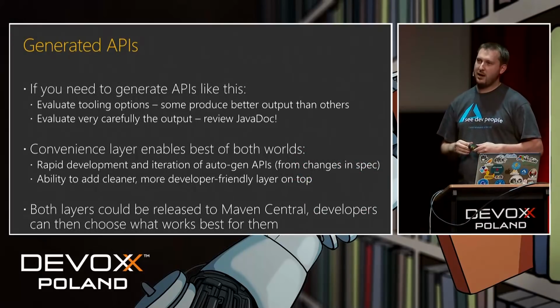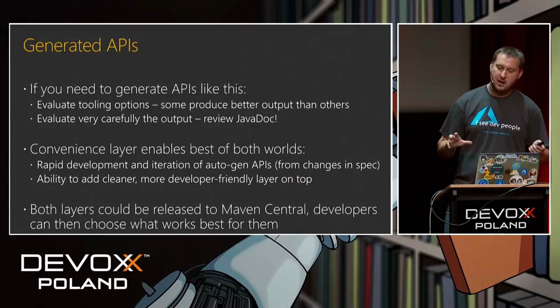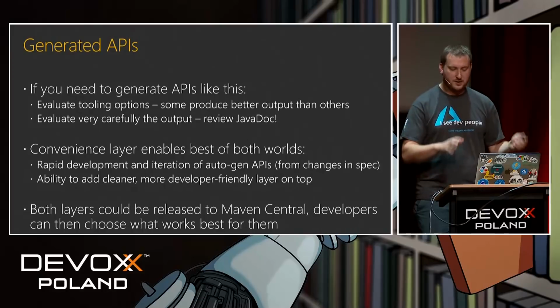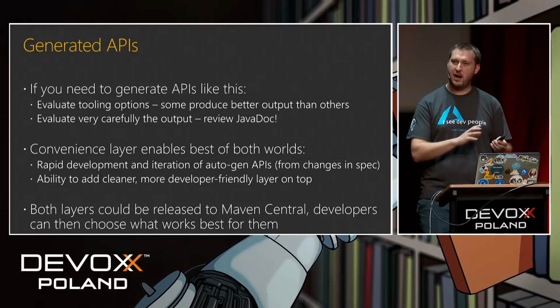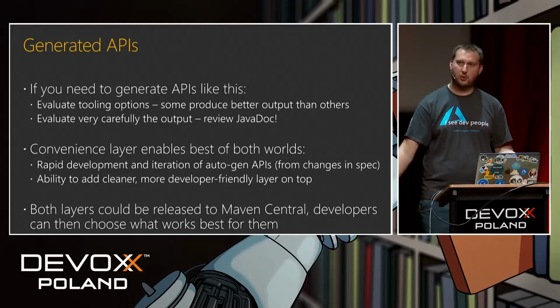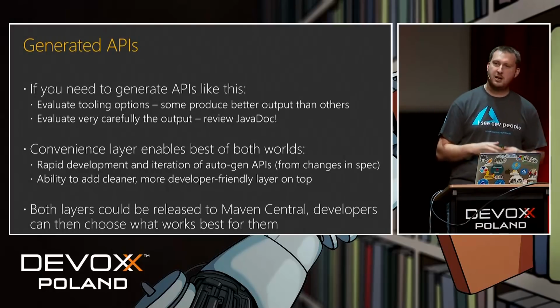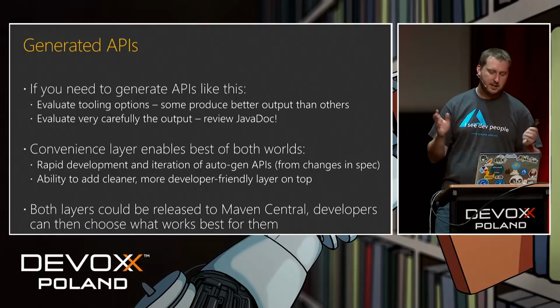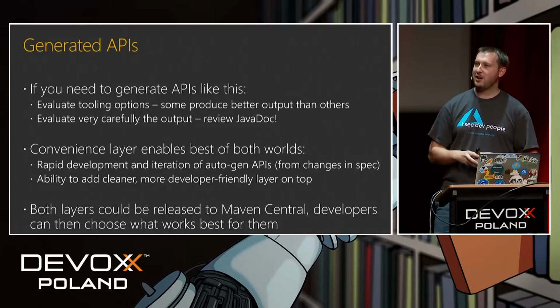If you need to generate APIs like this, and it's fair enough because imagine the burden of a company Microsoft size or much smaller that has to generate APIs for their web services in multiple languages. If you have to do this, evaluate your tooling options. There's dozens of tools like this out there. AutoRest is one of them. Generate JavaDoc. JavaDoc is going to show you how it feels.